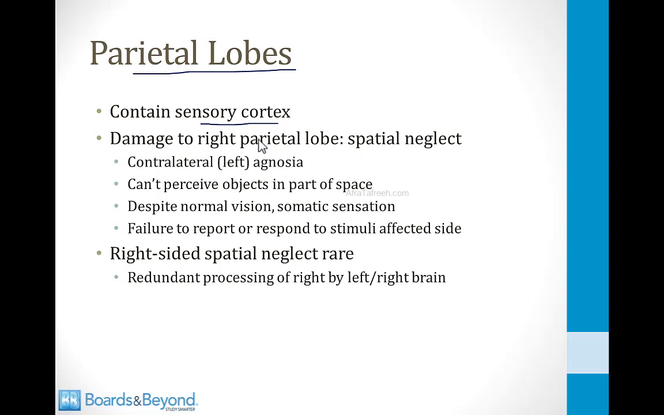So when patients get damage to the right parietal lobe, they get what's called spatial neglect. And this means they don't acknowledge half of their body, even though when you test their eyes, everything is okay. We call this agnosia. So they will have left agnosia.